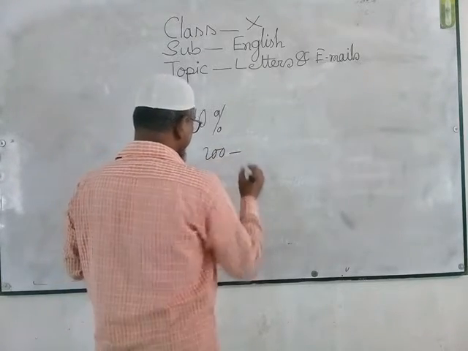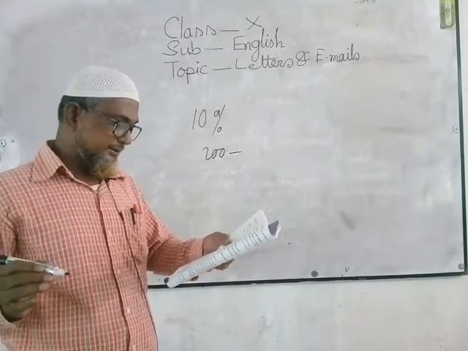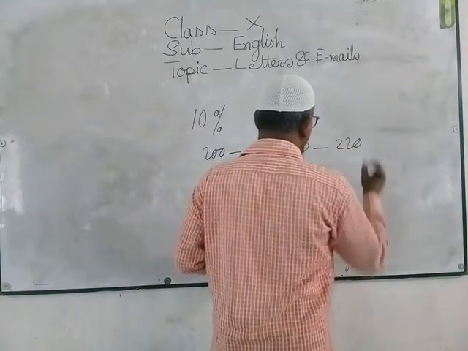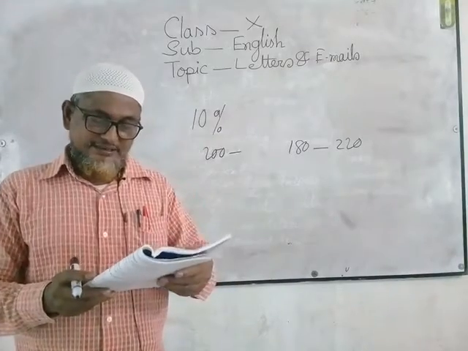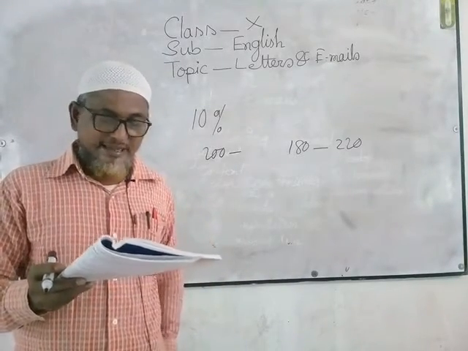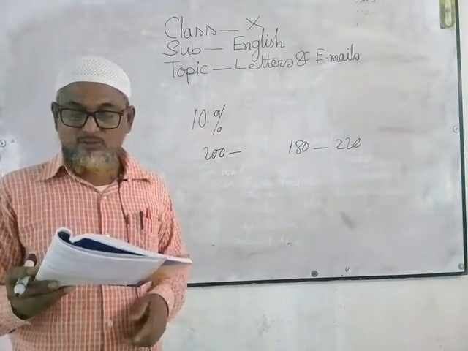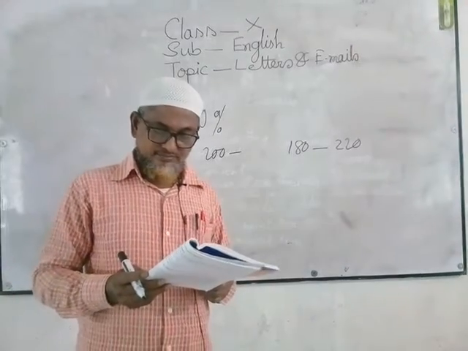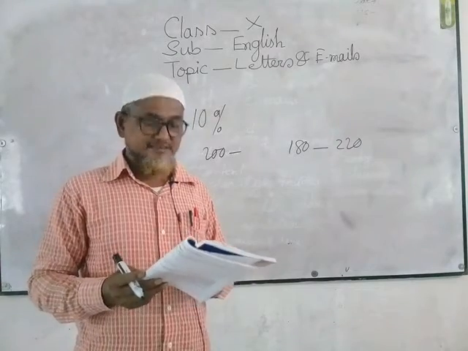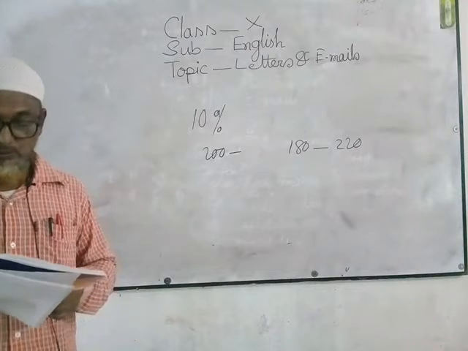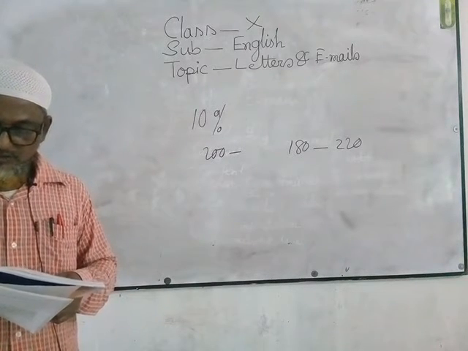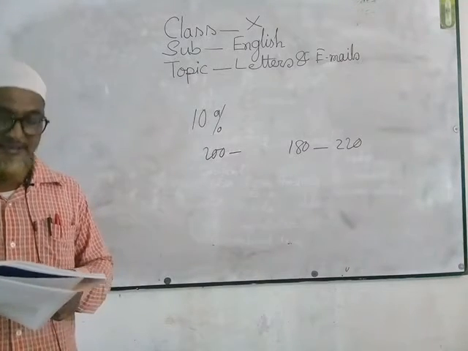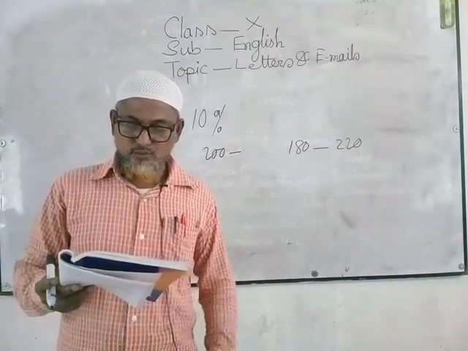When you write a 200 word assignment, it should be between 180 and 220 words, no problem. But if the instruction says write not more than 200 words, you must not exceed the word limit. Similarly, if the instruction says write at least 200 words, then you have to write at least 200 words to be credited. At least minimum 200 words.